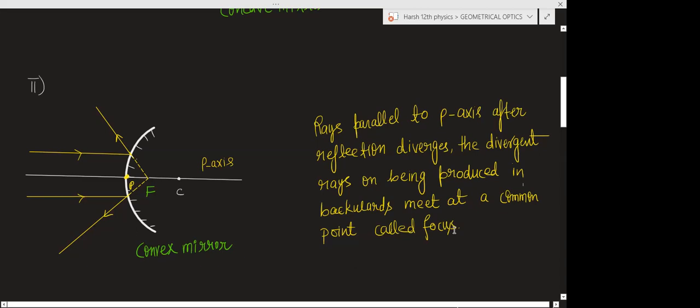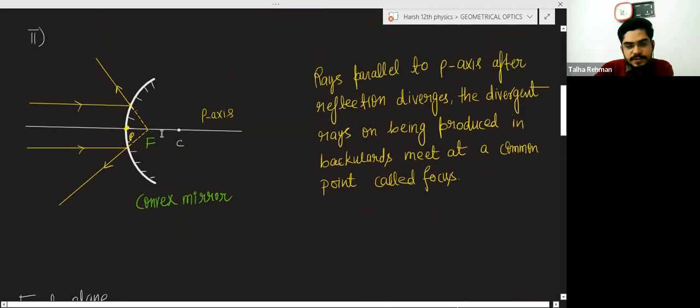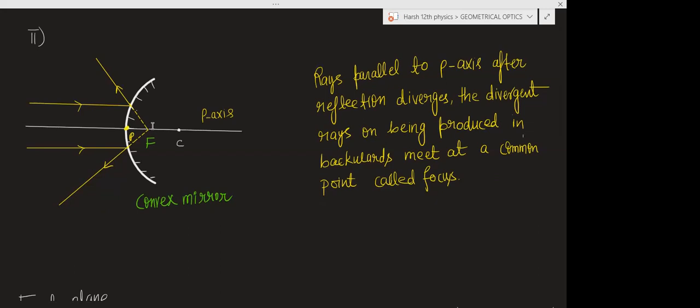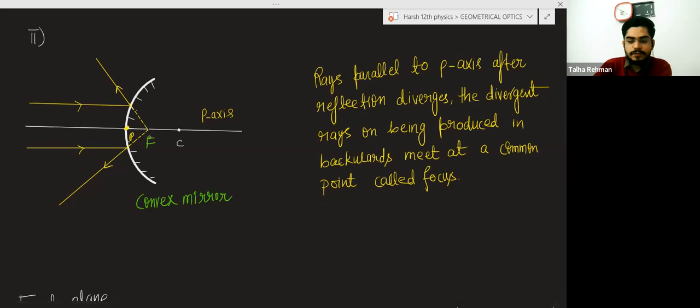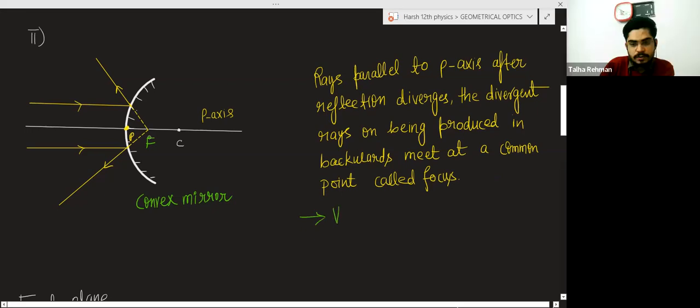Now you can see here, are these rays meeting actually, or are they just appearing to meet? Appearing to meet. So this focus is not the real focus. This is the virtual focus. That is why the convex mirror has the virtual focus.